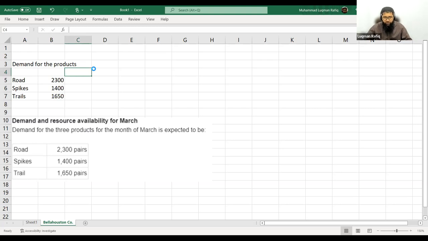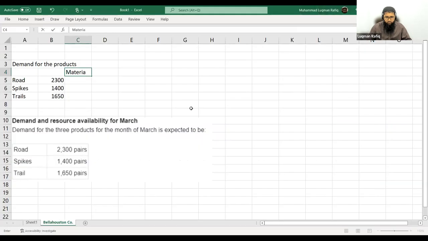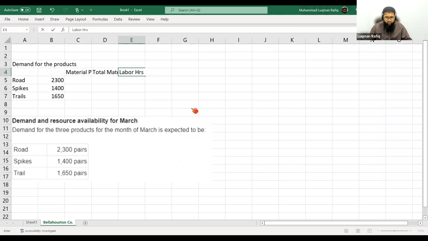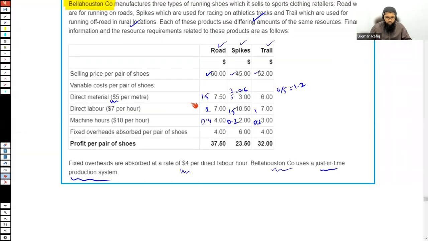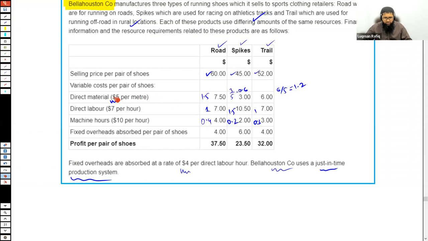1,400, 1,650. We have the resources, which is material per unit, total material needed. Then we have got labor hours per unit, total labor cost. Then we've got machine hours per unit. Total machine cost.